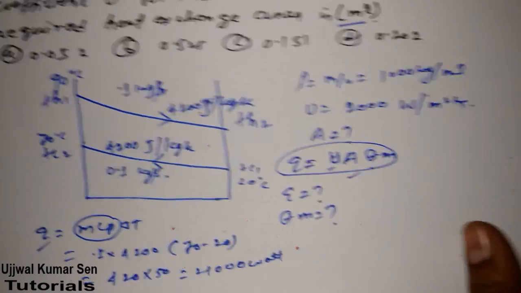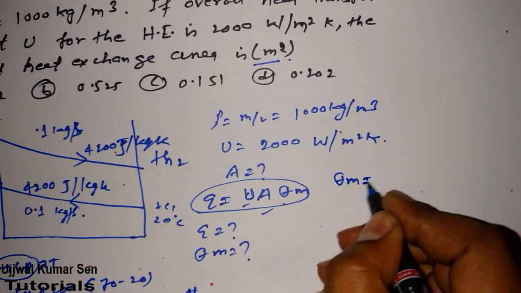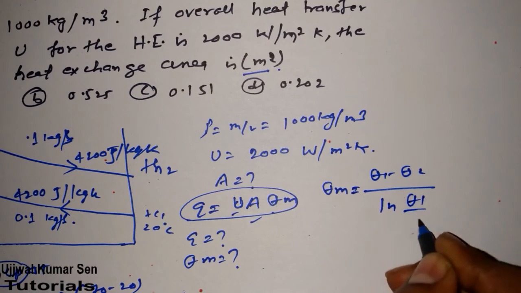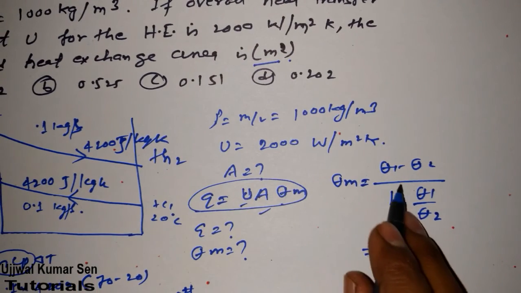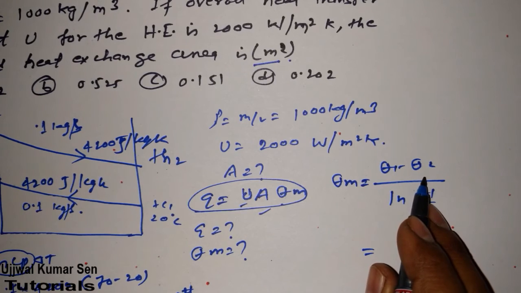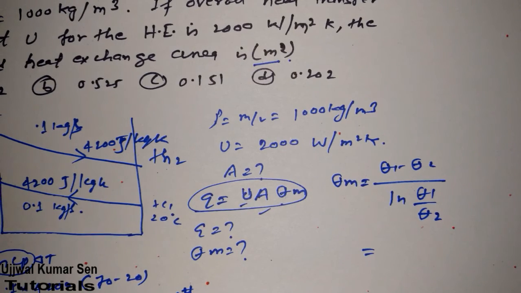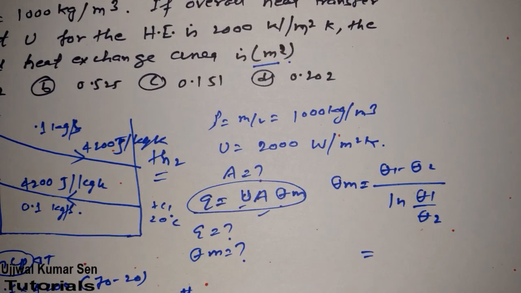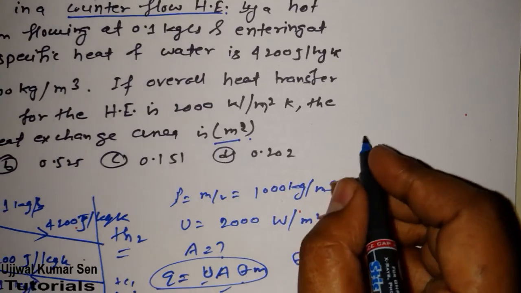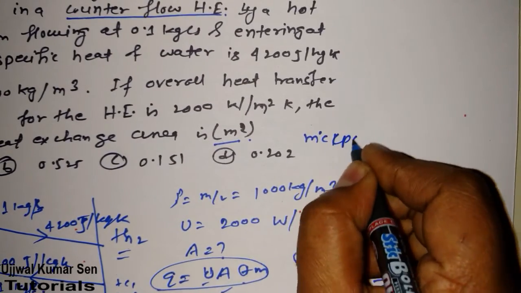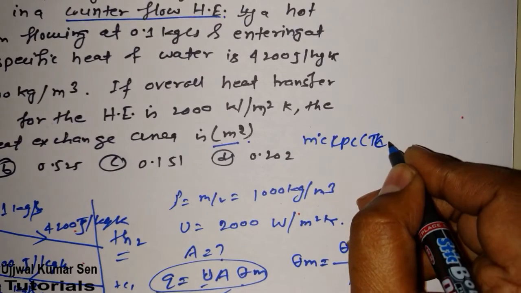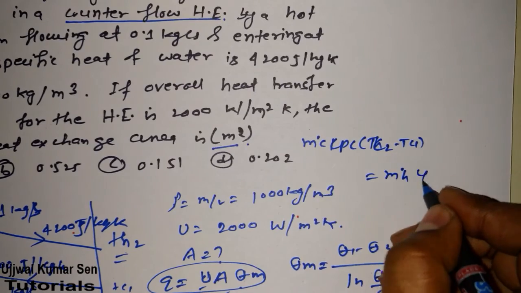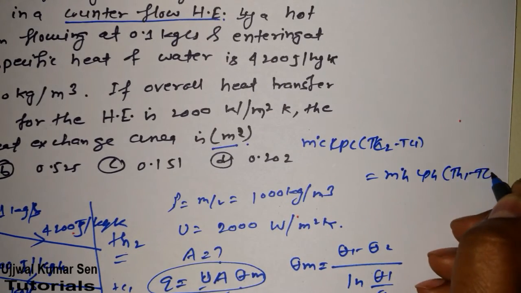Now what we have to do is find theta m, that is LMTD. So LMTD is equal to how much? Theta 1 minus theta 2 over natural log of theta 1 by theta 2. For this we need to find the value of theta 1 and theta 2, and for that we need one value, that is TH2. We don't know what TH2 is. For finding TH2, we have been given a formula, that is m_c Cp_c (TC2 minus TC1) is equal to m_h Cp_h (TH1 minus TH2).